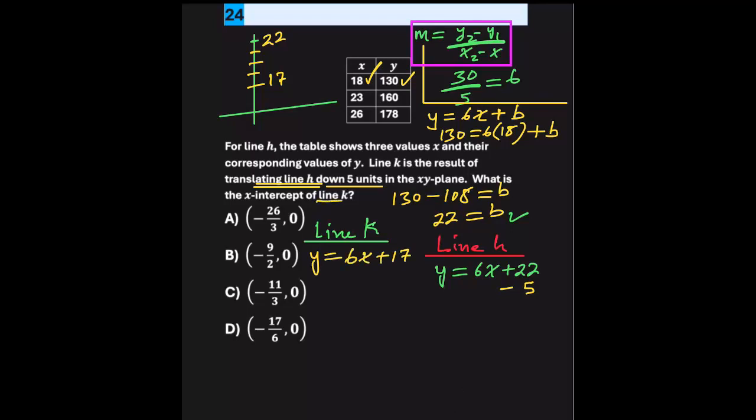That is line K. So we're going to find the x value from line K. And we're going to put 0 for y: 6x plus 17. If you subtract 17 on both sides, you get 6x is equal to negative 17. And the value of x is minus 17 over 6. And the value of y is 0. And the answer is right here.